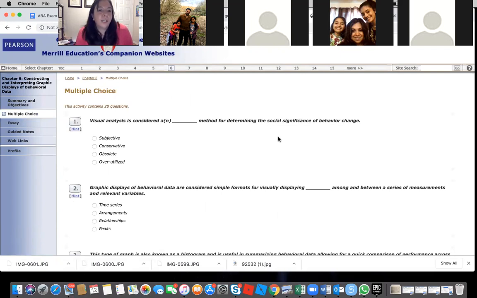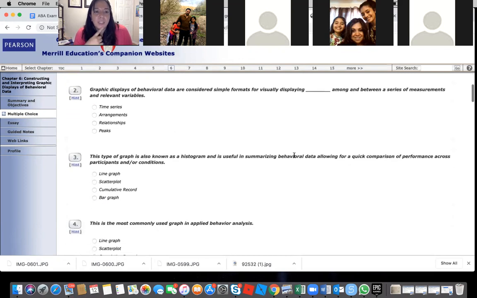We can try. Okay, number 1. Visual analysis is considered a blank method for determining the social significance of behavior change. Subjective, conservative, obsolete, or overutilized? Conservative. All right. Graphic displays of behavioral data are considered simple formats of visually displaying blank among and between a series of measurements and relevant variables. Time series, arrangements, relationships, or peaks? Relationship.